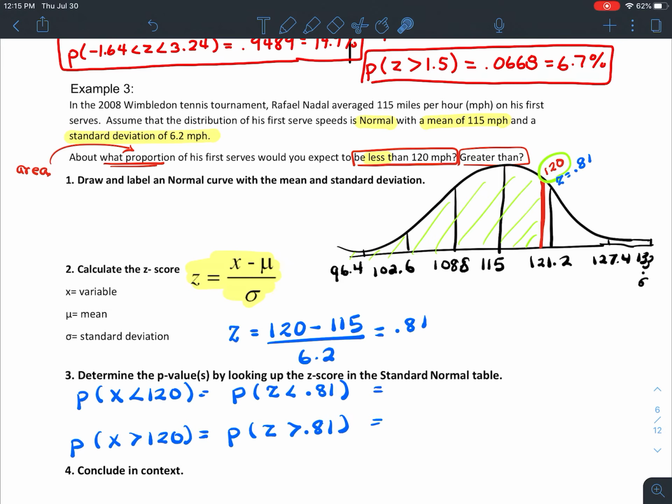We would go to the table. Of course, we know if it's a less than problem, we can pull the answer right off the table and we're done, because that's how the table works, area to the left. So you would look up 0.81 on the table. You would see that would be 0.7910. If you were doing the greater than, now you're talking about this area over here on the right, so you would do 1 minus the area to the left. That would give you 0.209.